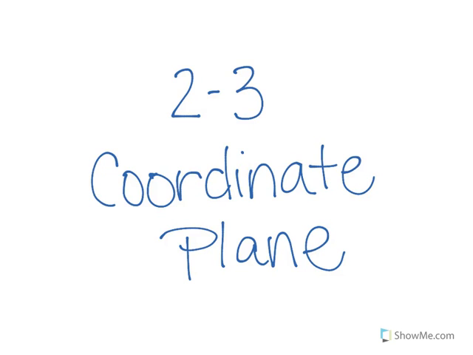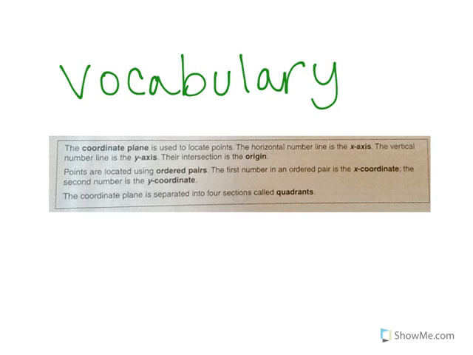This lesson is on section 2-3 called the coordinate plane. So let's go through some vocabulary first. The coordinate plane is used to locate points. So we can draw a coordinate plane that looks like this. It's really just a big T we can think about. This is a coordinate plane, like we call it.